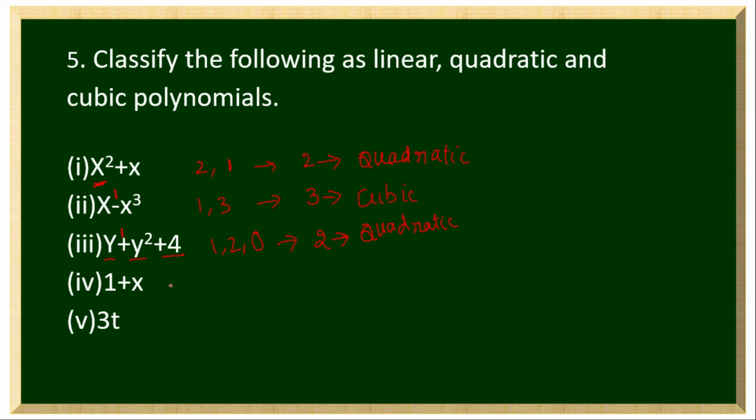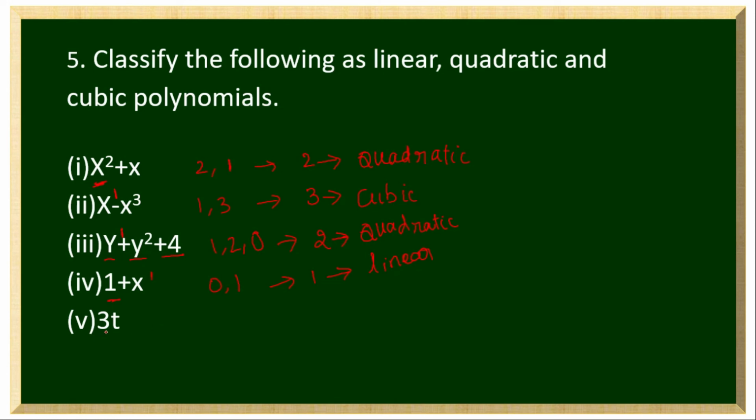Next, we have fourth one. What is the degree of 1? 0. Constant. What is the degree of x? Nothing is there, means we have to consider it as 1. So what is the highest degree? 1. So what type of polynomial is it? Linear polynomial. Degree of the polynomial is 1, means we can say that polynomial as linear polynomial.